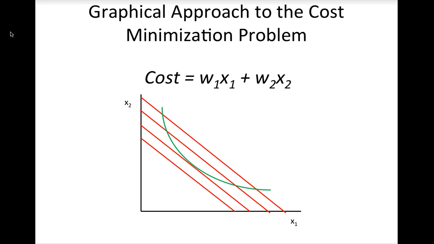We could also put an isoquant into this same graph. Remember that the isoquant represents the technology constraint, the amount of output that the firm wants to produce. Graphically, the firm's cost minimization problem boils down to finding the point on a given isoquant that corresponds to the lowest possible isocost line.